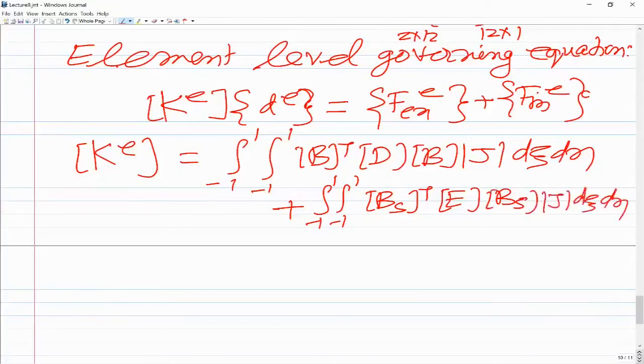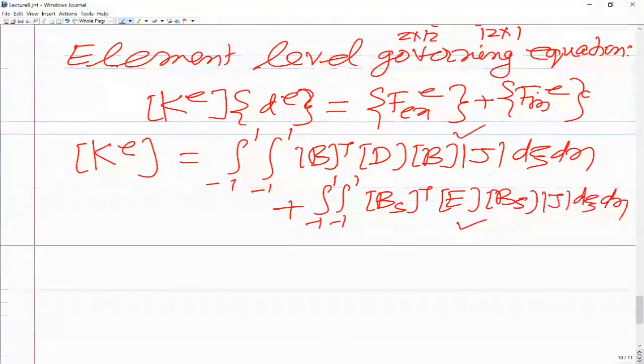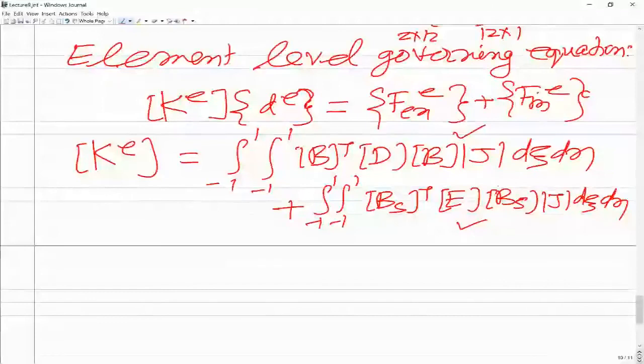So this we call the bending stiffness matrix, and this is the transverse shear stiffness matrix, because the first involves the curvatures del theta x by del x, del theta y by del y, and del theta x by del y plus del theta y by del x. Those are the bending terms, so we call it the bending stiffness matrix, and this is in terms of the transverse shear strains gamma xz and gamma yz, so we call it the transverse shear stiffness matrix. So the total stiffness matrix has contributions from the bending stiffness and from the transverse shear stiffness matrix.